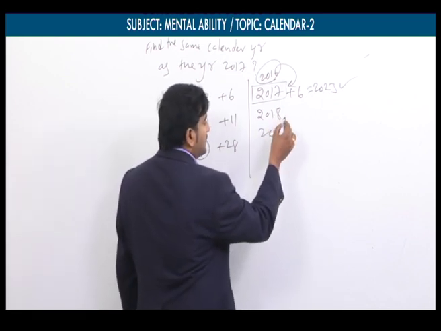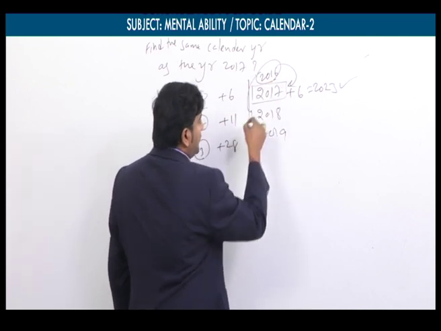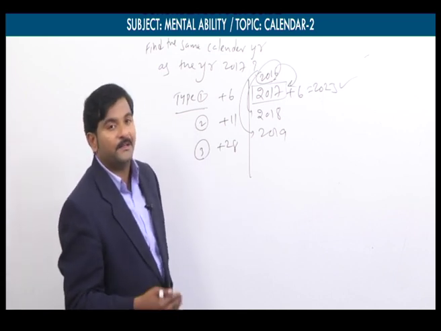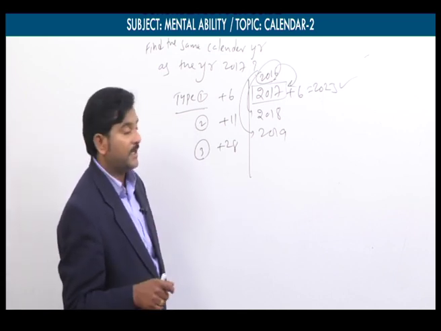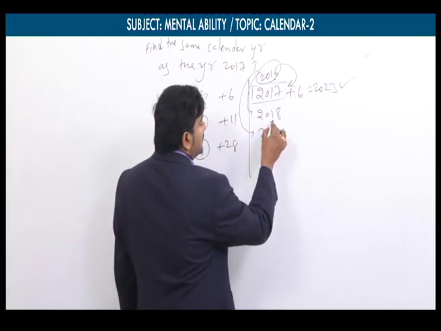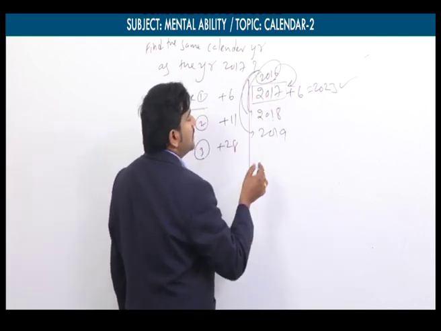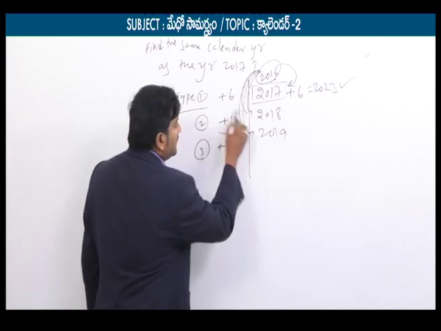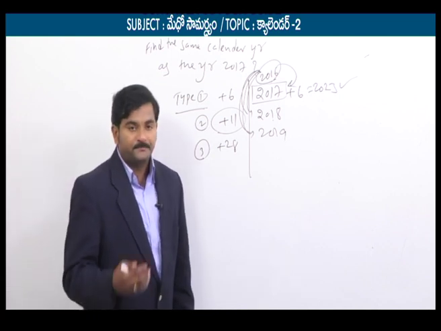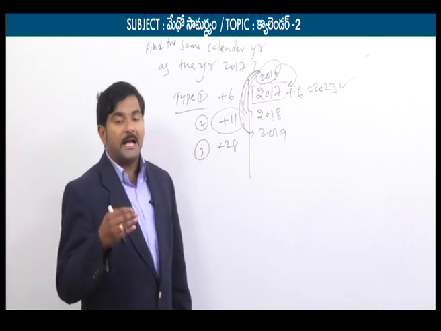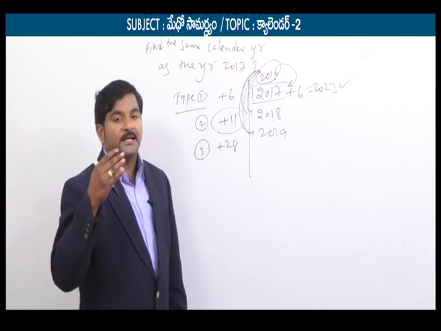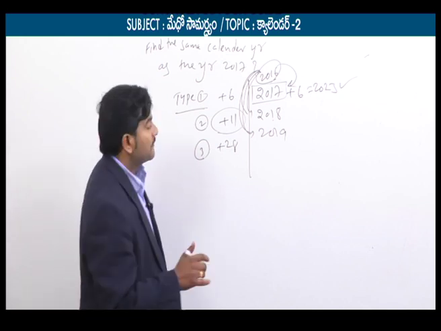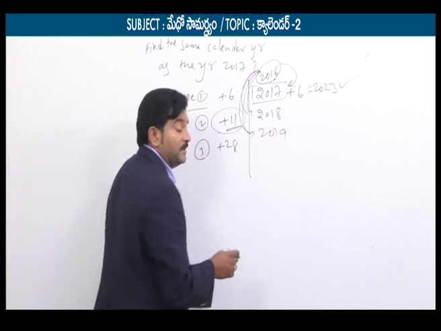2018th year is second year after leap year. 2019th year is third year after leap year. I repeat these two sentences once again. 2018 is second year after leap year. 2019 is third year after leap year. By previous concept, what was it? To get the same calendar year as the year which is after second and third years after the leap year, what we need to do? We need to add simply plus 11.